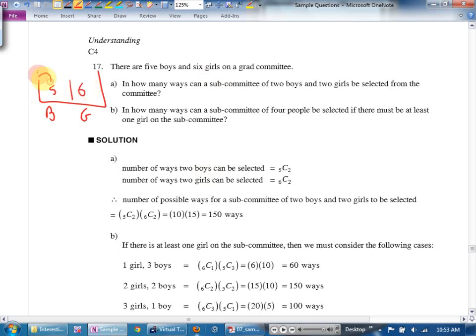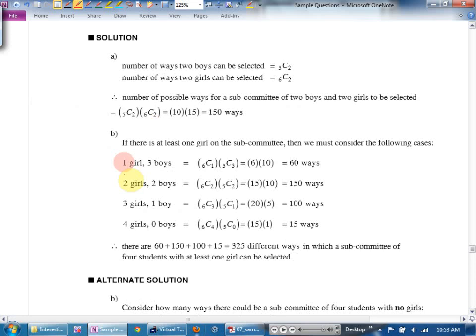What if there must be at least 1 girl? So at least 1 girl means 1 or 2 or 3 or 4. Bucket, bucket, bucket, bucket, bucket. Or you could have used a complement. You could say how many don't have any girls, and take the total number minus that. Usually I only use complement for probability.